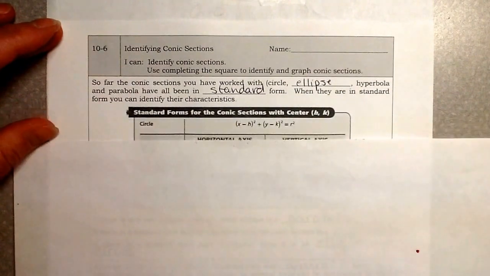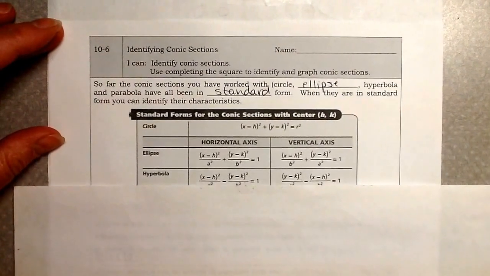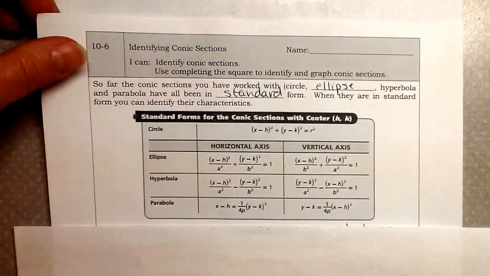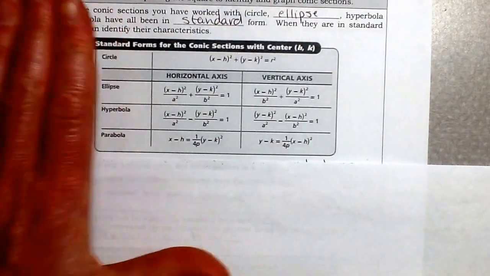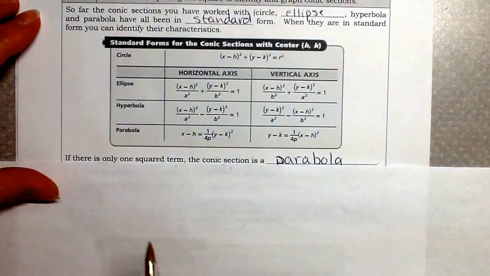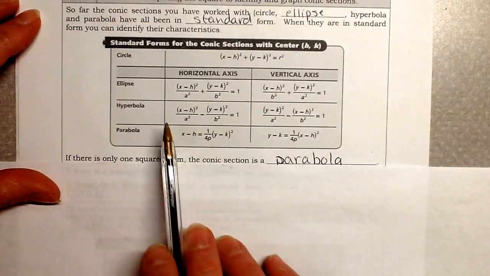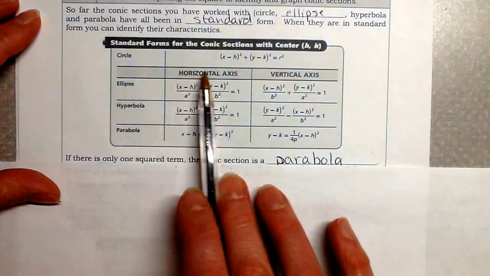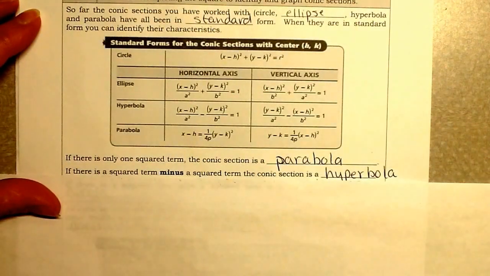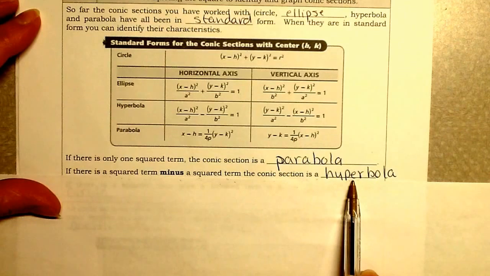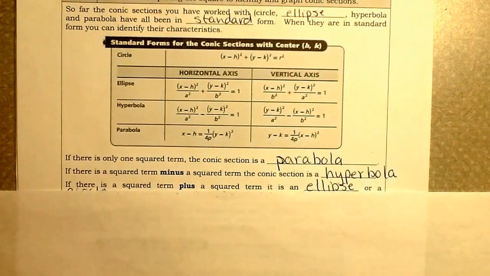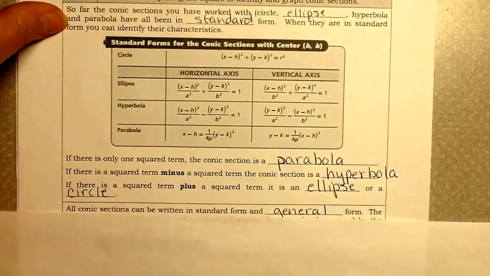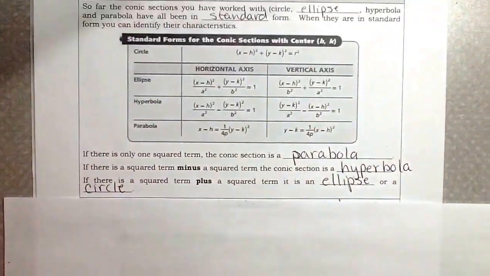So just a reminder of what your conic sections look like in standard form. You have the circle, the ellipse, the hyperbola, and the parabola. Now when they're in standard form, if there's only one squared term, the conic section is going to be a parabola, because the circle, the ellipse, and the hyperbola all have two squared terms. If there's a squared term minus a squared term, the conic section is a hyperbola. That's the only one that has a subtraction in between the squared terms. But if there's a squared term plus a squared term, then you're either going to have an ellipse or a circle.